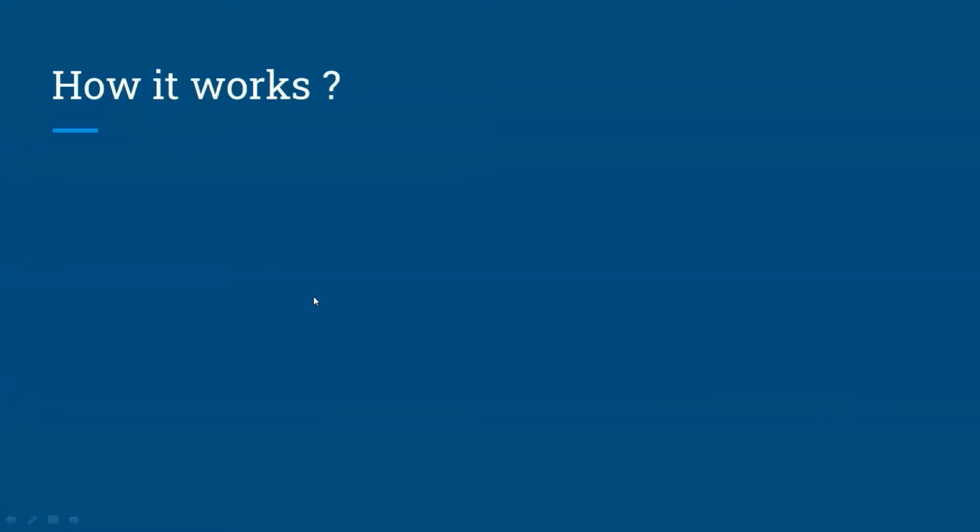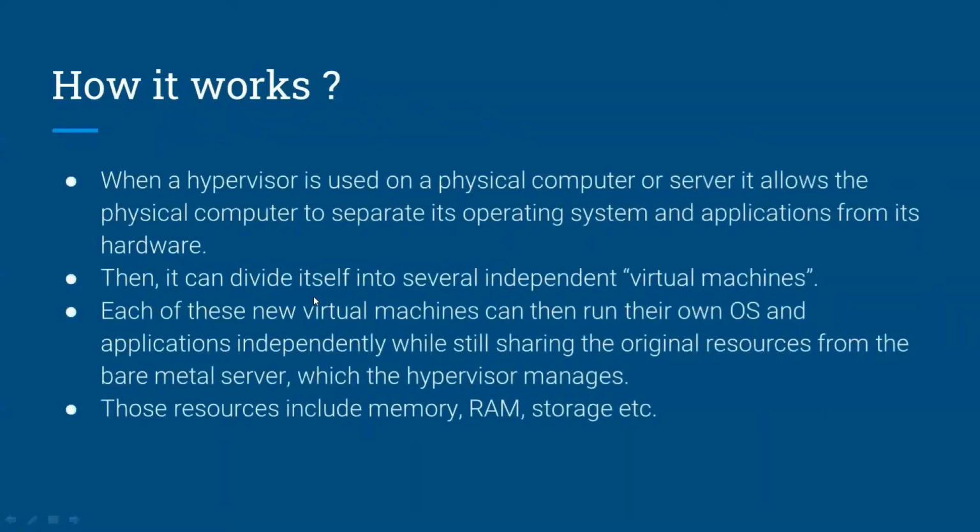Now coming to how it works. When a hypervisor is used on a physical computer or server, it allows the physical computer to separate its operating system and application from its hardware. Then it can divide itself into several independent virtual machines, and each of these new virtual machines can run their own OS and applications independently while still sharing the original resources from the bare metal server, which actually manages the hypervisor. Those resources include memory, RAM, storage, etc.